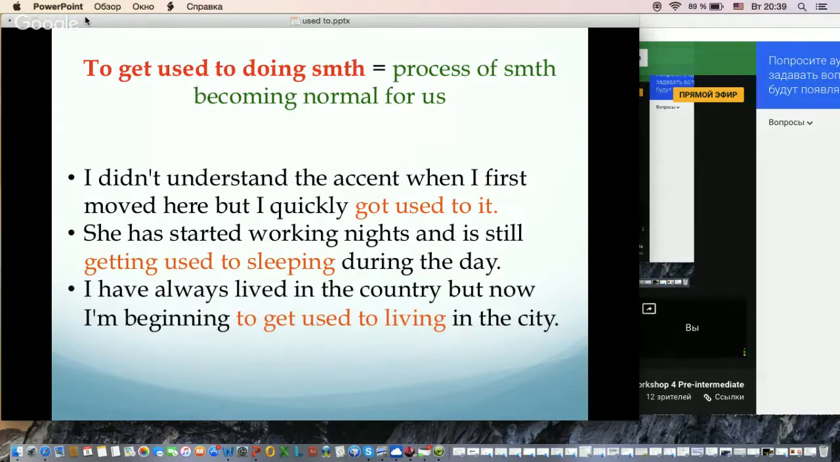I have always lived in the country, but now I'm beginning to get used to living in the city. Я всегда жил за городом, но сейчас я начинаю привыкать к жизни в городе, привыкать к жизни большого города. So I'm beginning to get used to living in the city. Я начинаю что делать? Привыкать. To get used to living in the city.